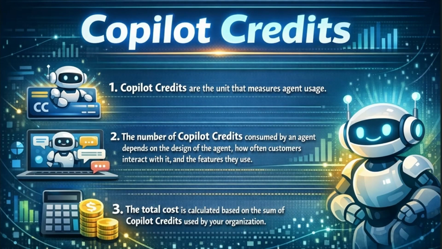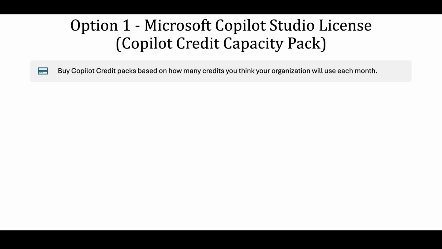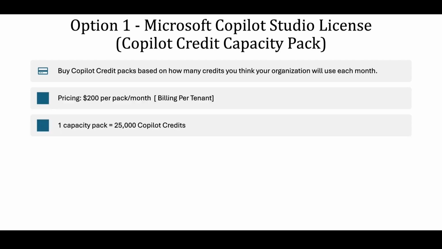Total cost is calculated based on the sum of Copilot credits used by your organization by all the agents. Now let's talk about option 1 for the full Copilot Studio license, which is the Copilot Studio license Copilot credit capacity pack. You choose a Copilot credit pack based on how many credits you think your organization will use each month. Pricing is $200 per pack per month, billing is per tenant, and one capacity pack is 25,000 Copilot credits, and you have to pay money upfront.